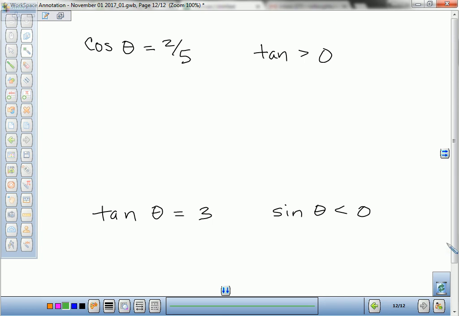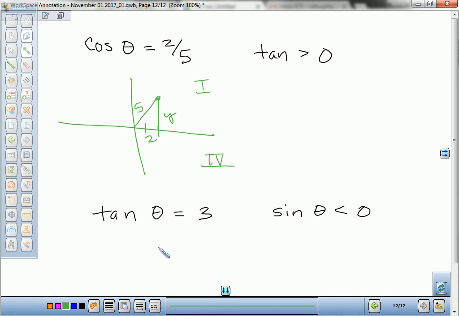I made this. Okay. Which quadrant does cosine of theta equal 2/5 if tangent is greater than 0? Cosine is your x, right? So we know x is positive, so it can either be 1 or 4, because those are the two quadrants that your x is positive in. Tan is positive. But where is tan positive? 1 and 3. So now we know that this must be located here.